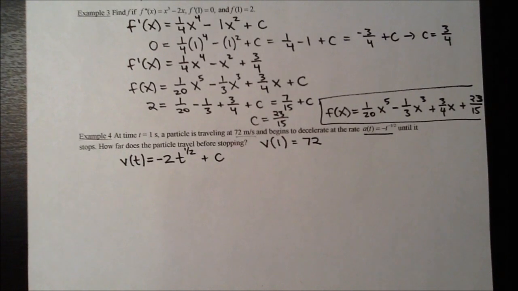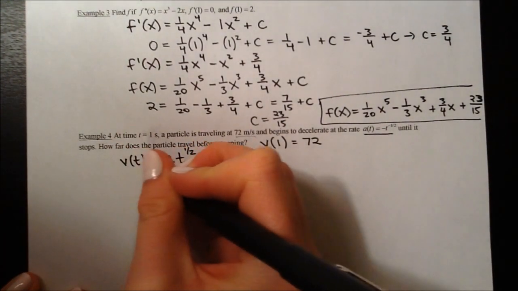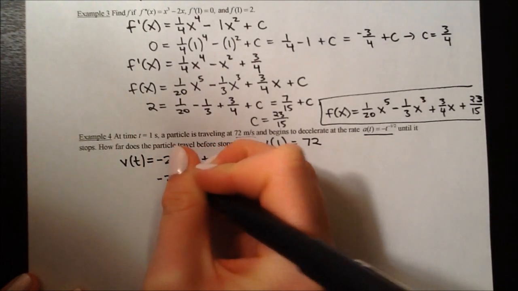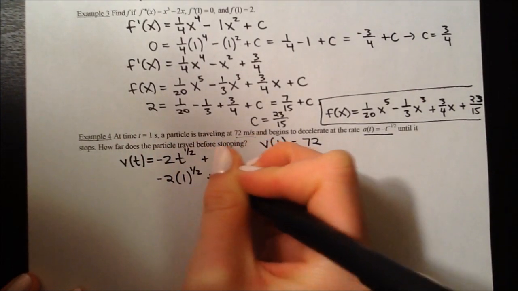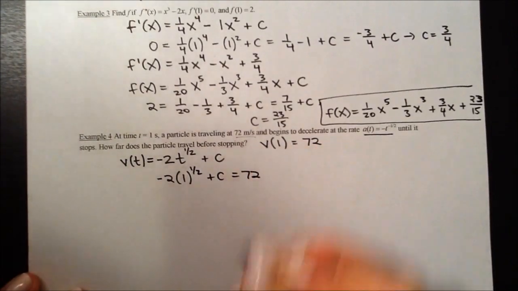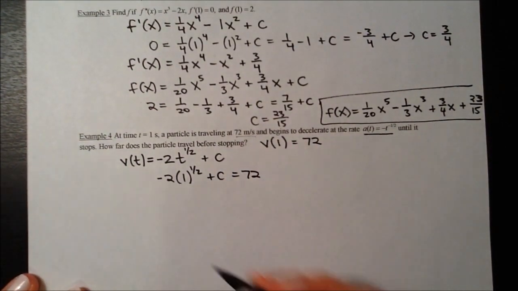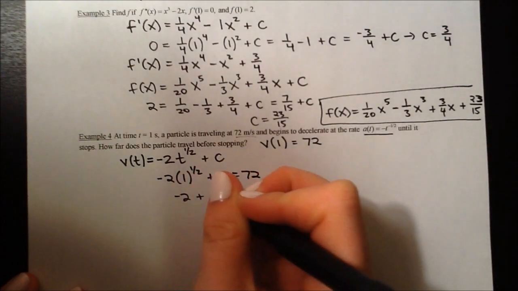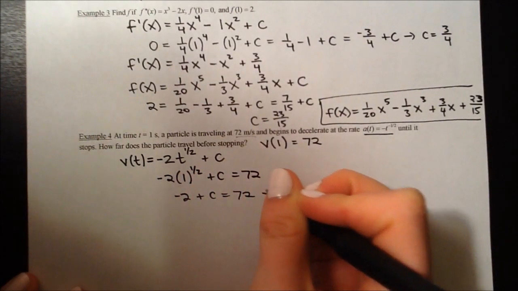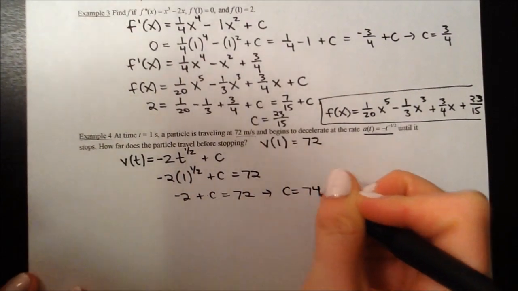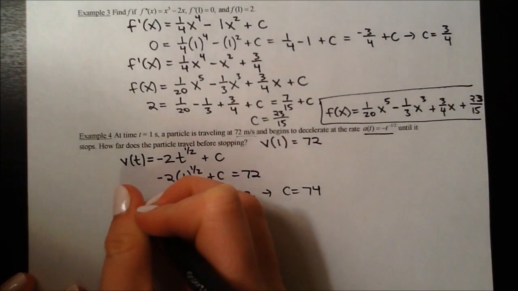So I'm going to plug in my initial condition. I'm going to plug in the 1, set it equal to 72. So this just becomes a negative 2, and then plus c. If I add 2 to both sides, that means c equals 74. So let's rewrite the velocity function.